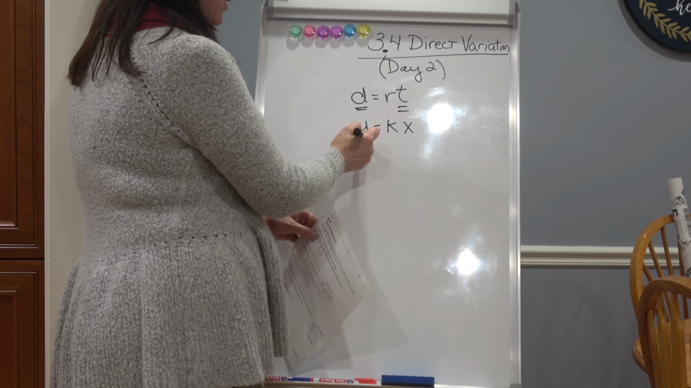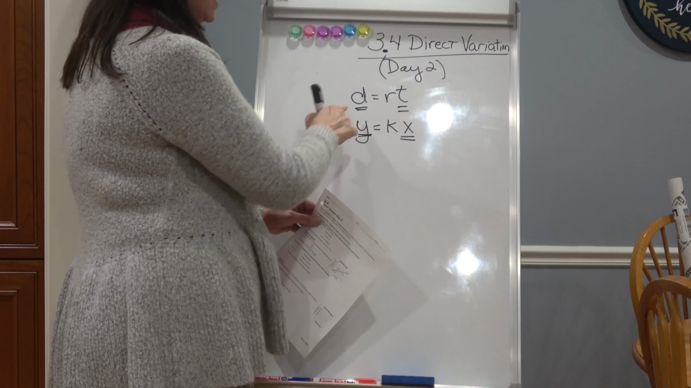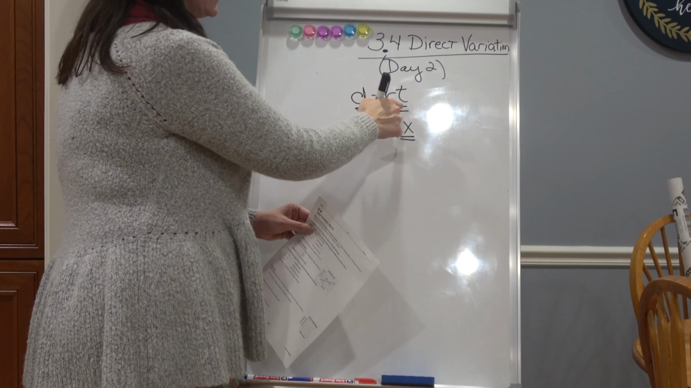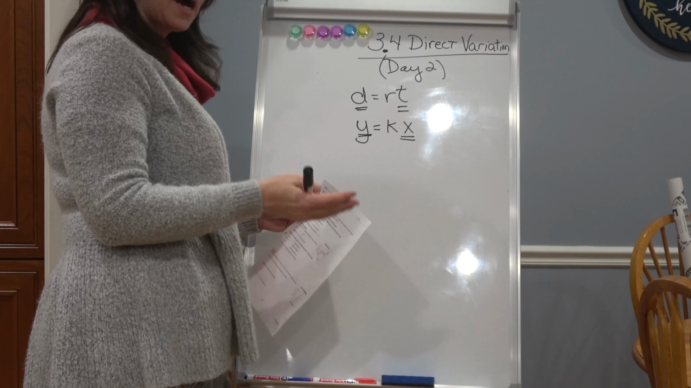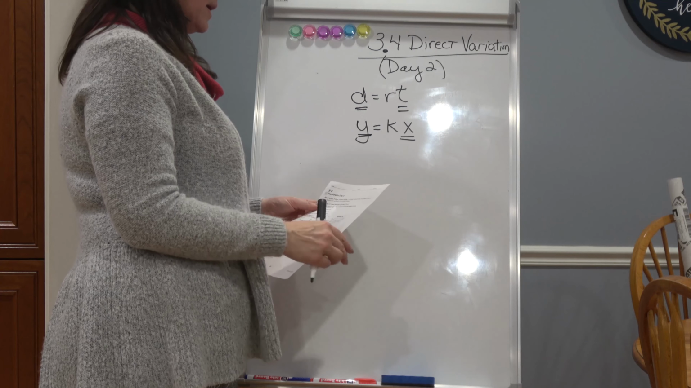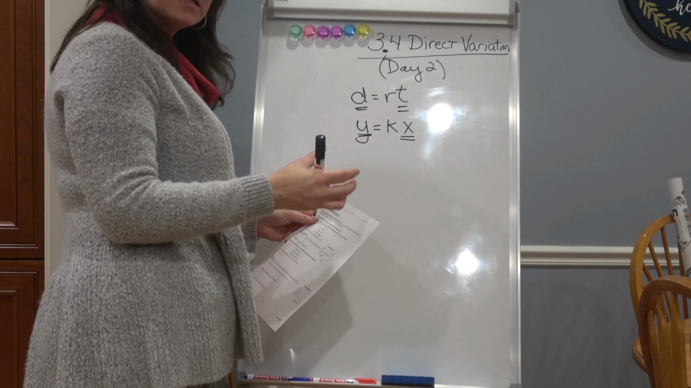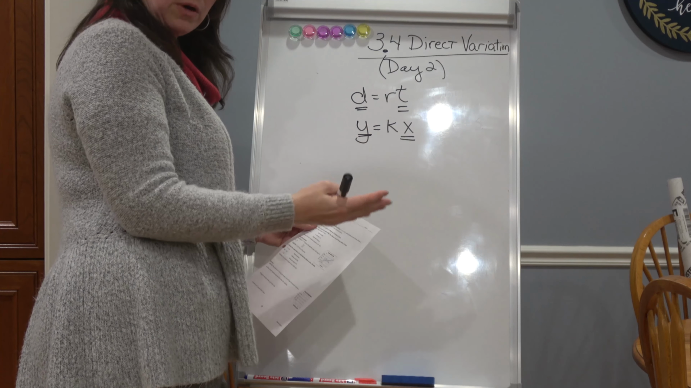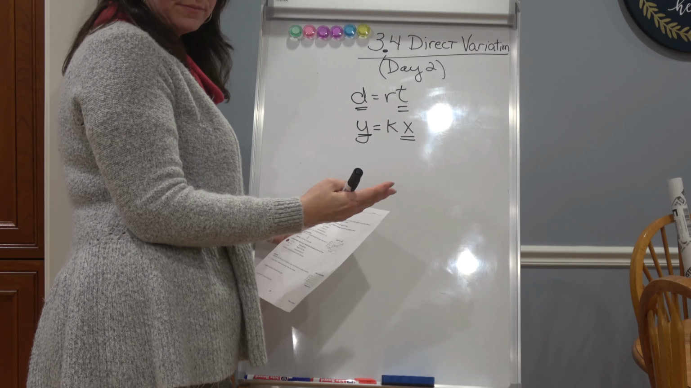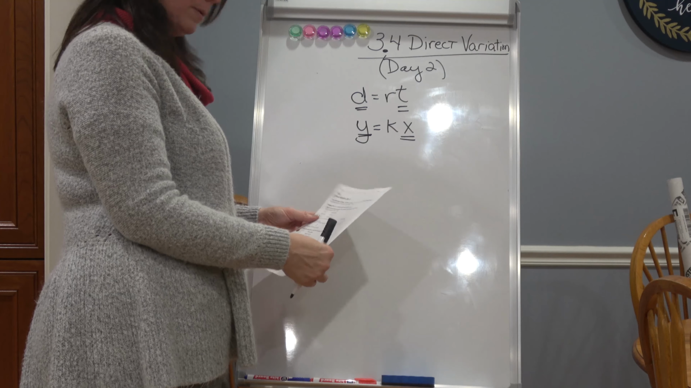So here we say y varies directly as x, but with distance equals rate times time, we say the distance varies directly with the time. So that means that at a constant rate, the distance we travel is directly related to how much time we're traveling.